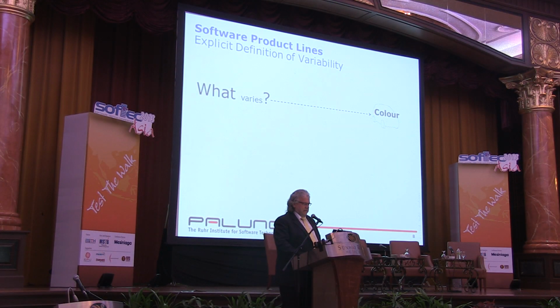So you have to define in your product line what can vary. For example, the color of a car. And you define this, we will see later on, as a variation point. So you define what varies, the color.